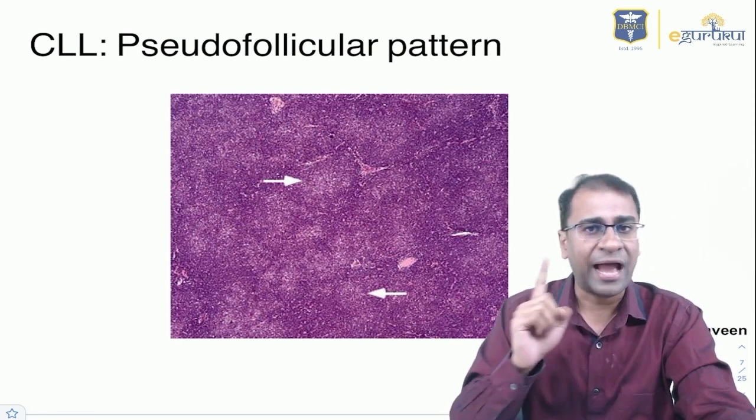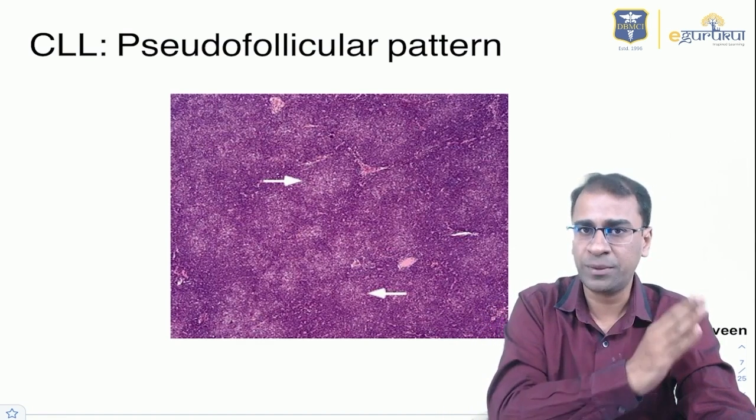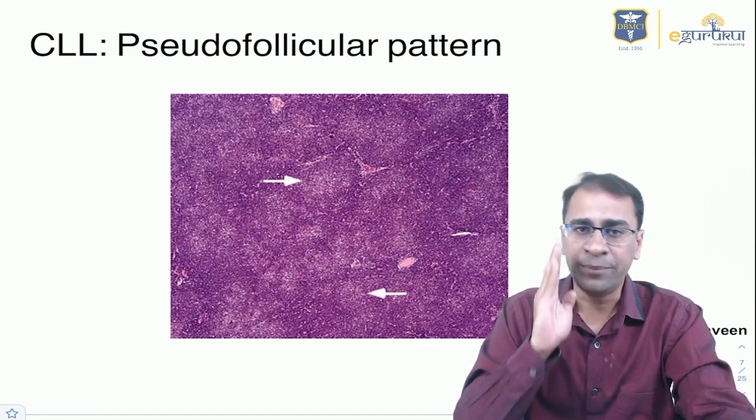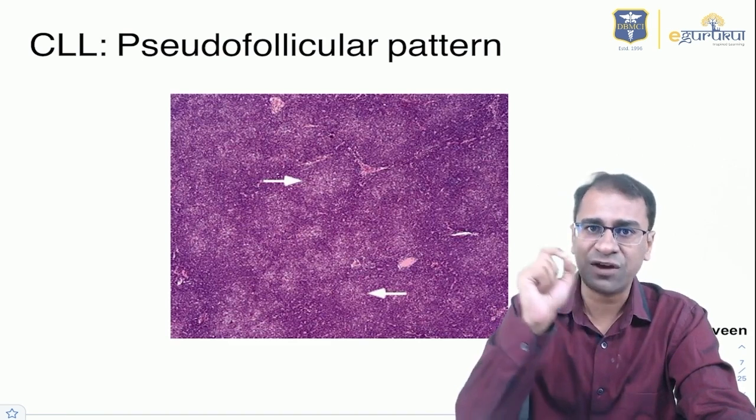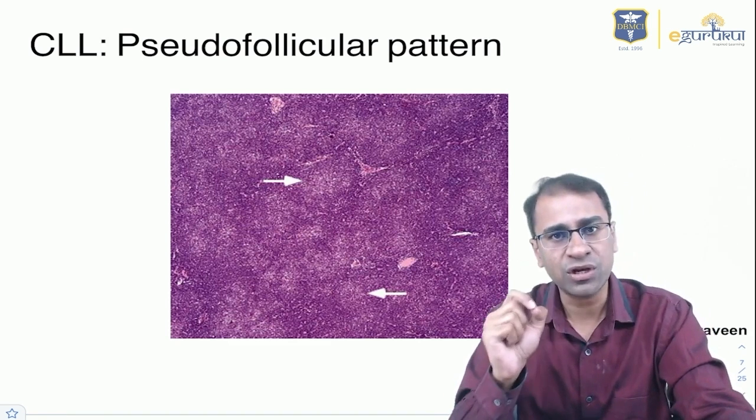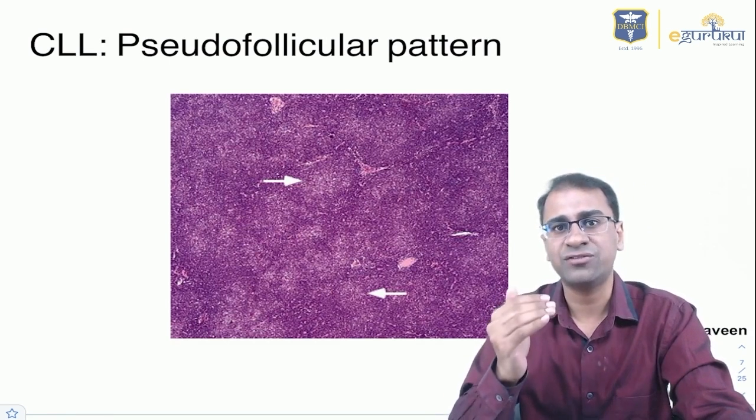A CLL and a mantle zone lymphoma, they both are mature B cells, so CD19 is positive, and because they are coming from the mantle zone, CD5 is also positive. But a CLL is CD5 positive, CD23 positive, a mantle zone lymphoma is CD5 positive and CD23 negative.